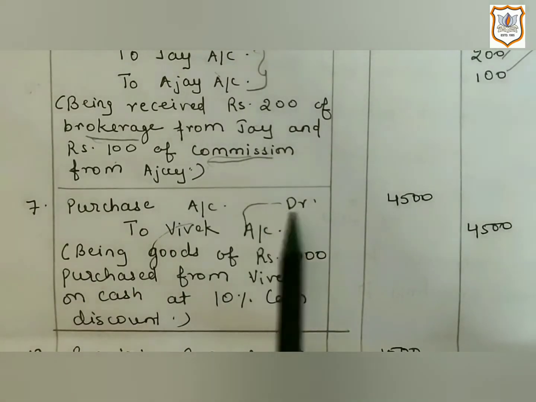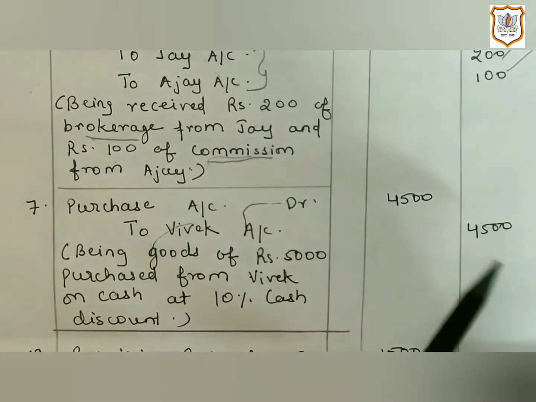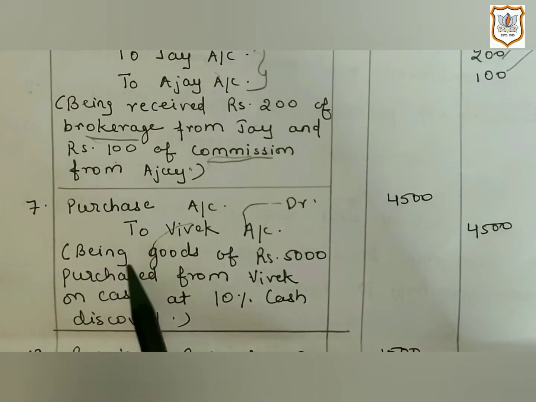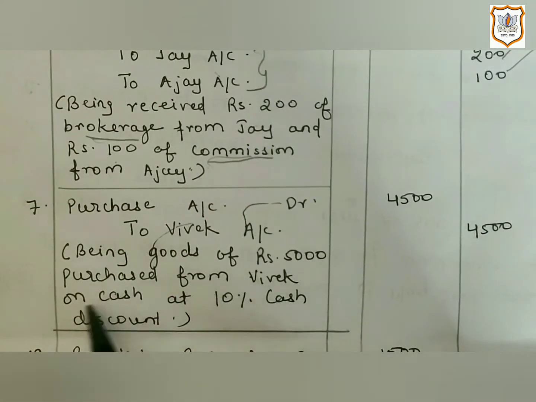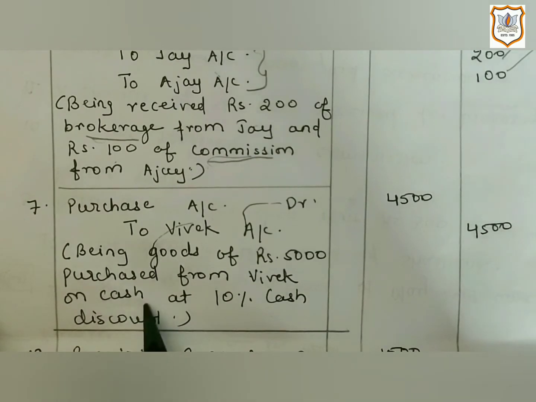Here purchase account is debited and Vivek account is credited by rupees 4500. Now to identify the mistake, we will have to read the narration. Narration is, being goods of rupees 5000 purchased from Vivek on cash at 10% cash discount. First, you need to know whether this transaction is a credit transaction or a cash transaction. This transaction is a cash transaction as the word cash is mentioned here.